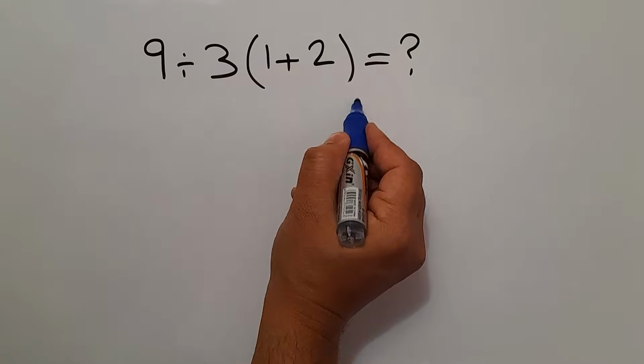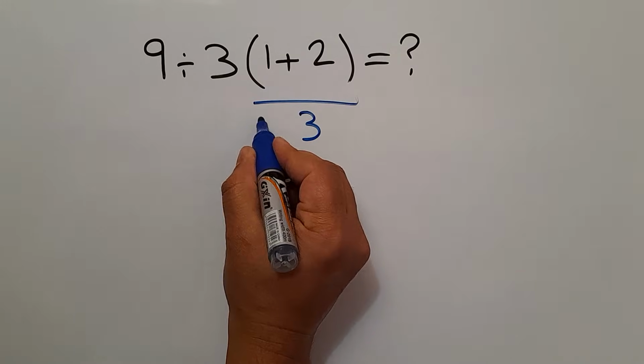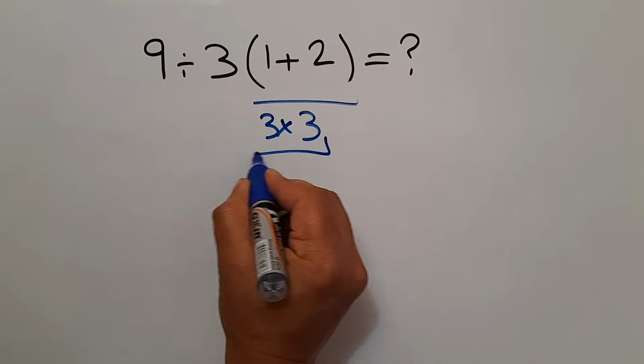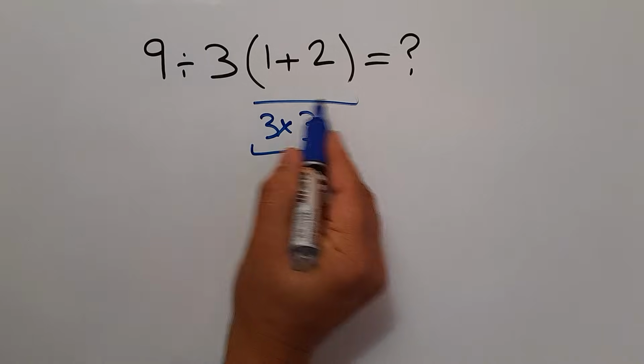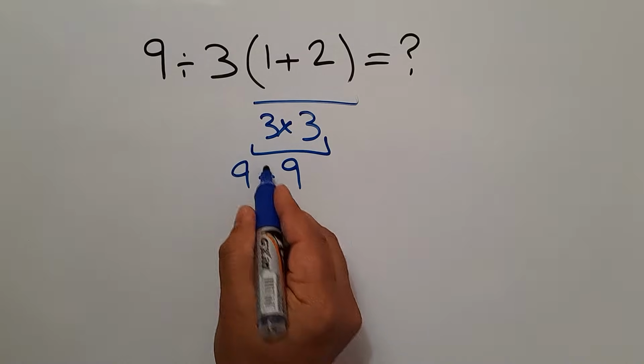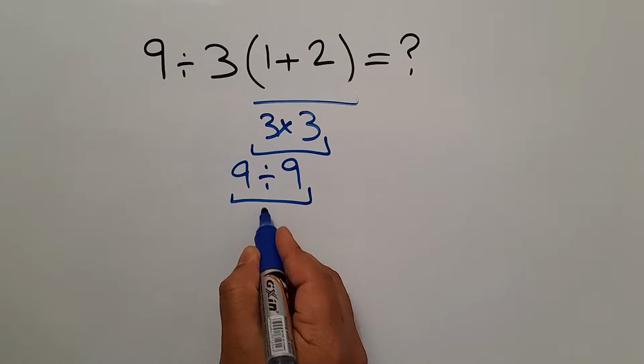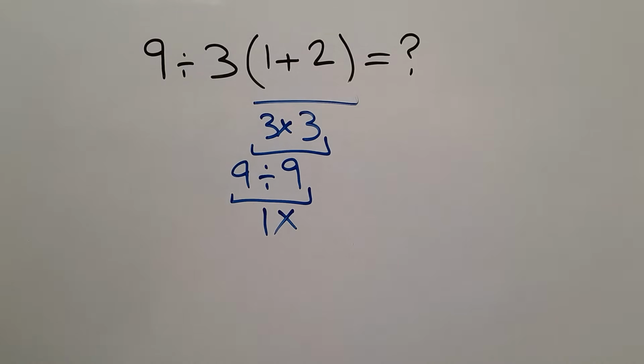1 plus 2 equals 3. And 3 times 3 gives us 9. We have here 9 divided by this. So 9 divided by 9, which equals 1. But this answer is not correct.